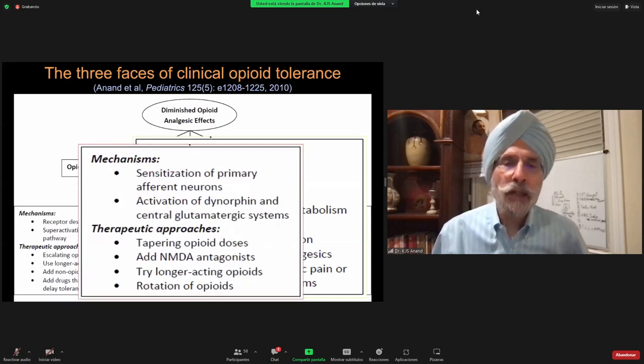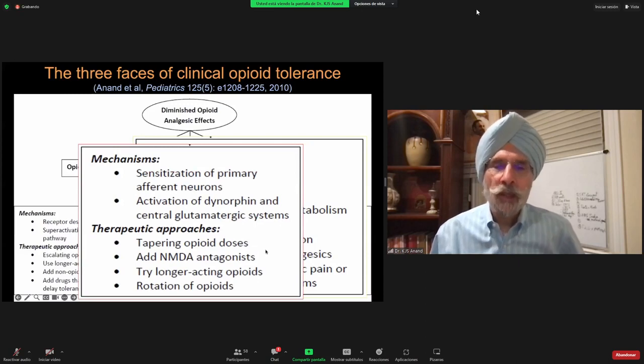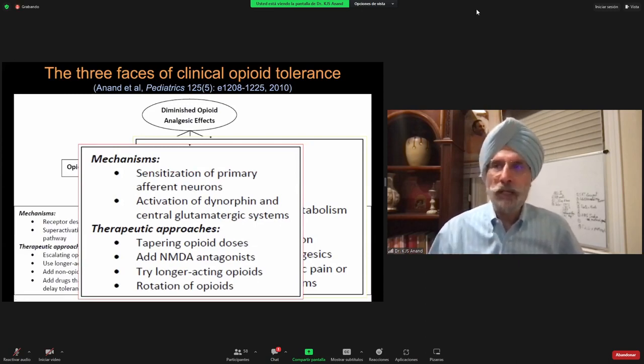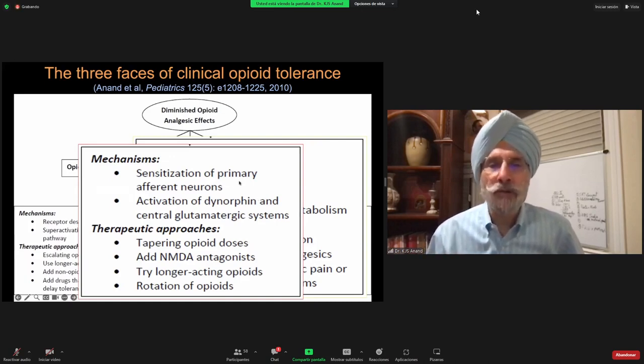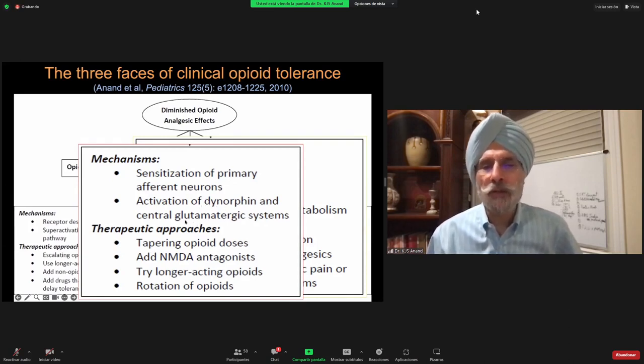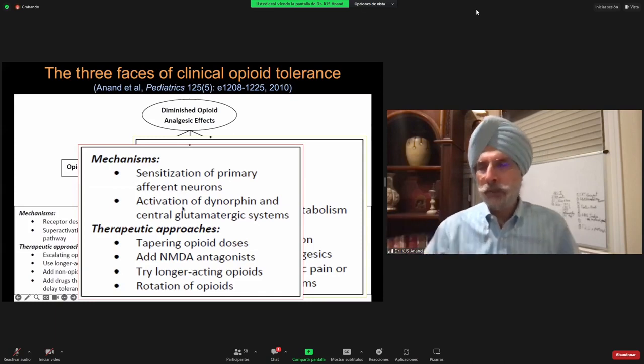On the other hand, it could be opiate-induced hyperalgesia. When opiates have been used for 2 or 3 days, they tend to sensitize the primary afferent neurons. And they also activate dynorphin and central glutamatergic systems. So these are all excitatory systems in the spinal cord, with the result that you get hyperalgesia.